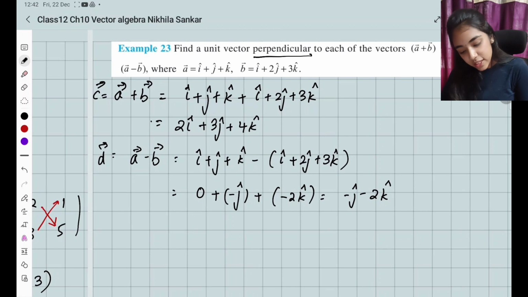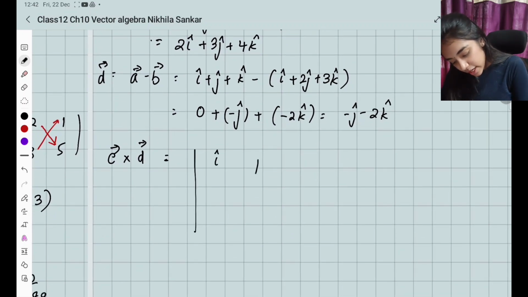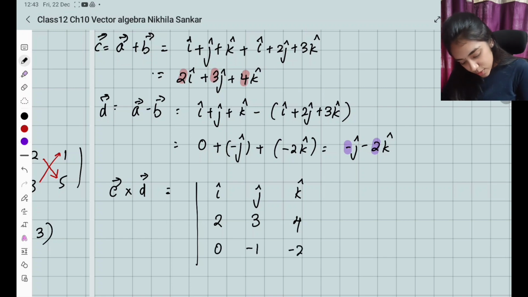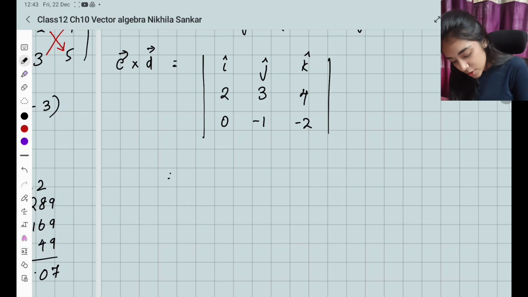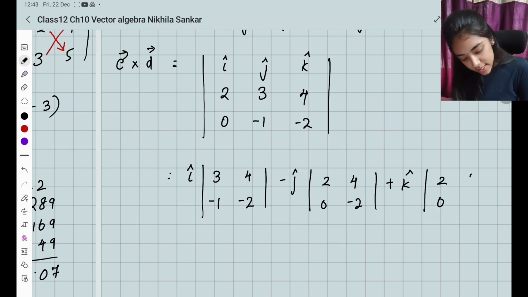இப்போ என்ன கண்டுபிடிக்க சொல்றான்? Find the unit vector perpendicular to each of the vectors. So I need to find the cross product of c cross d, which means I have to write the determinant I, j, k. C oda vectors enna? C1, C2, C3 are going to be 2, 3, 4 from here. இப்போ d1, d2, d3 enna? d1 is going to be 0. I have minus 1 and minus 2. So here I have 0, minus 1, minus 2. இப்போ determinant எடுக்கலாமா? So I have I times determinant 3 minus 1, 4 minus 2. Minus j times I have 2, 0, 4 minus 2 plus k times 2, 0, 3 minus 1. புரிஞ்சுதா? எந்த ரெண்டு term எடுத்தேன்னு புரிஞ்சுதா?